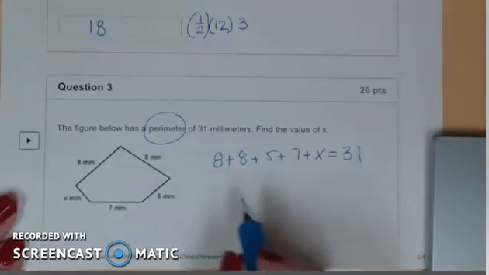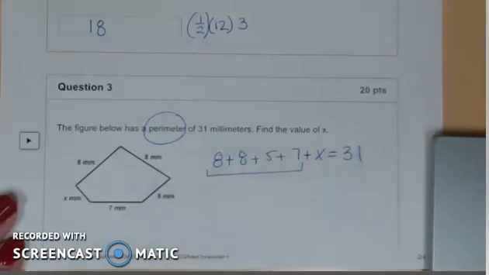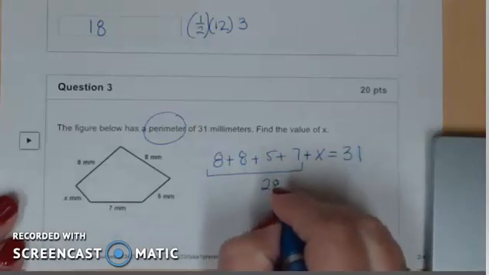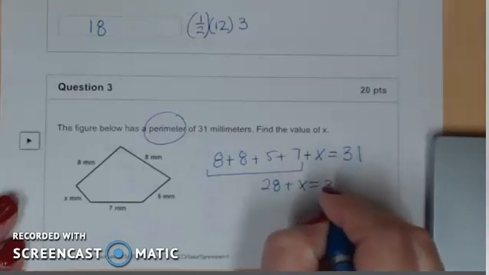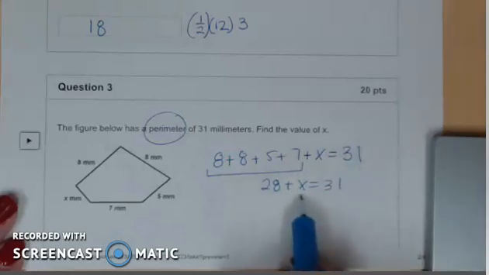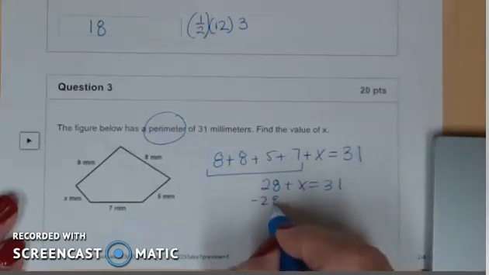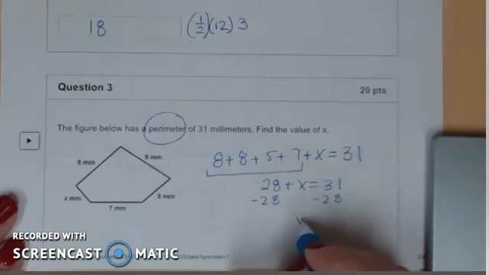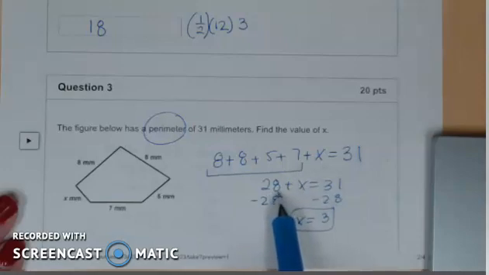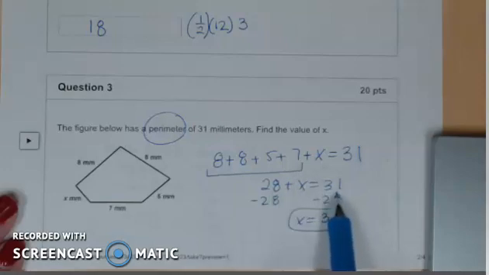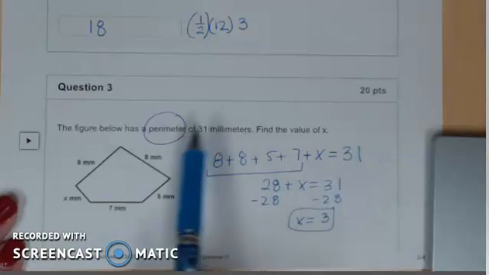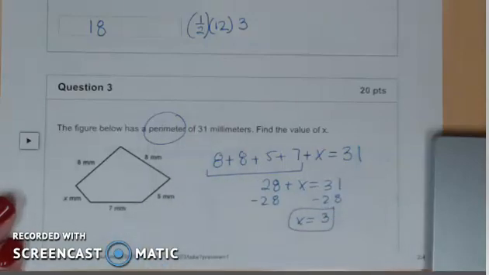And so we're just going to do some solving for x. So I'm going to add these numbers up. So I have 8 plus 8 plus 5 plus 7, and that gives me 28, plus x equal to 31. And then to get this x by itself, I'm going to have to subtract 28. So x would be equal to 3. And you can see, what number am I adding to 28 to get to 31? I'd have to add 3 to 28 to get me to 31. So this kind of brings in some solving.